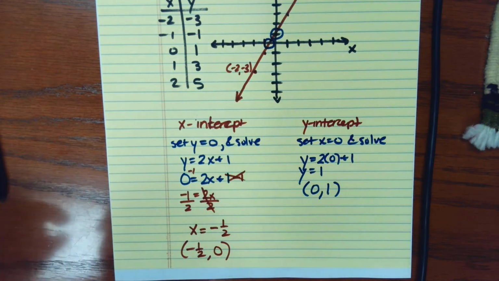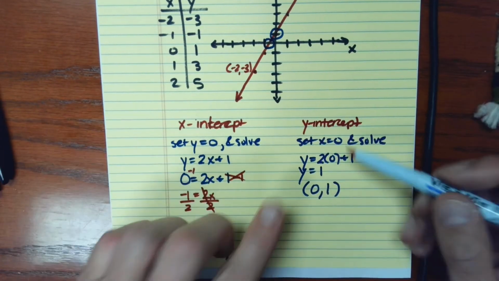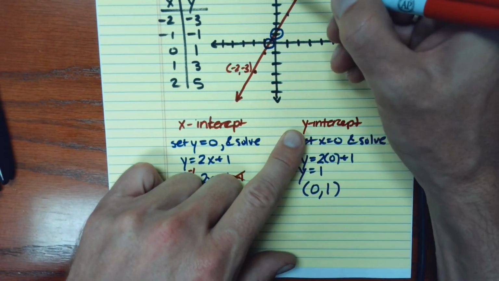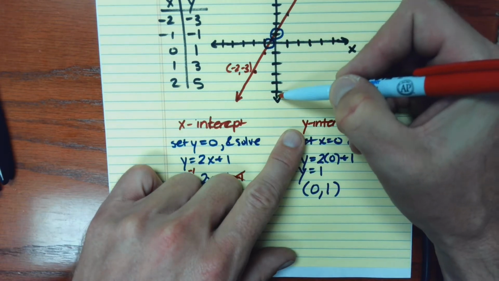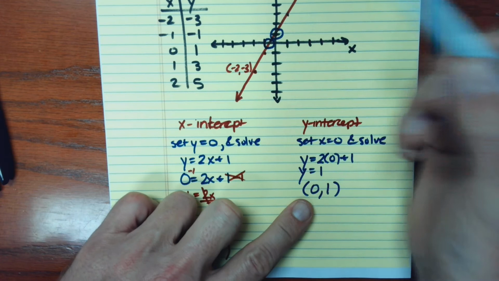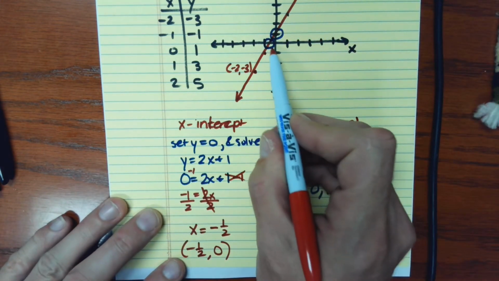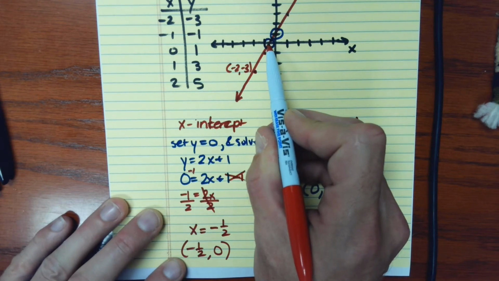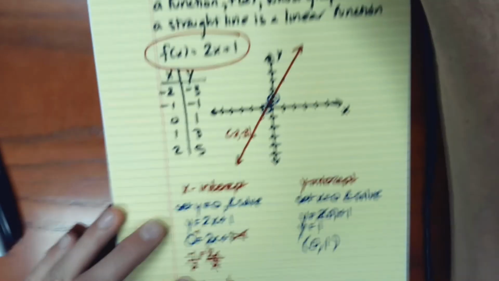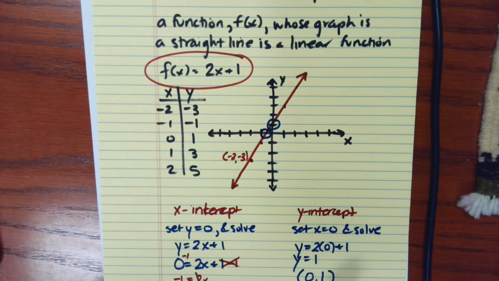Looking back at my graph, of course I was drawing this by hand, but it kind of makes sense. Look for the y-intercept, so this is where we intersect the y-axis. We should see that at the point 0, 1, and notice, there it is, at 0, 1 we're crossing the y-axis. And at negative 1/2 is where we're crossing the x-axis. So in this case, I did a pretty good job with my drawing. It matches up pretty well with the calculations there.